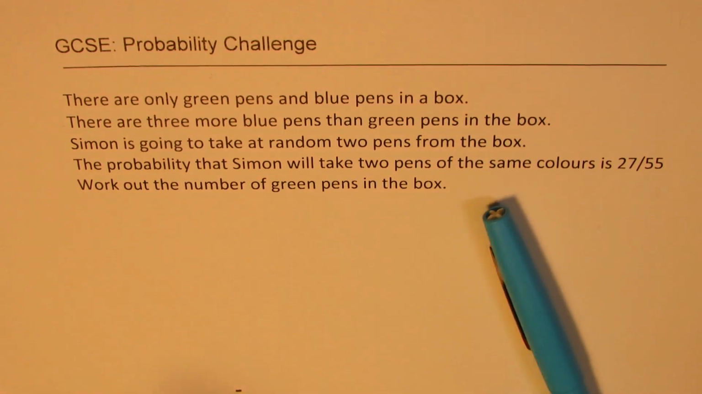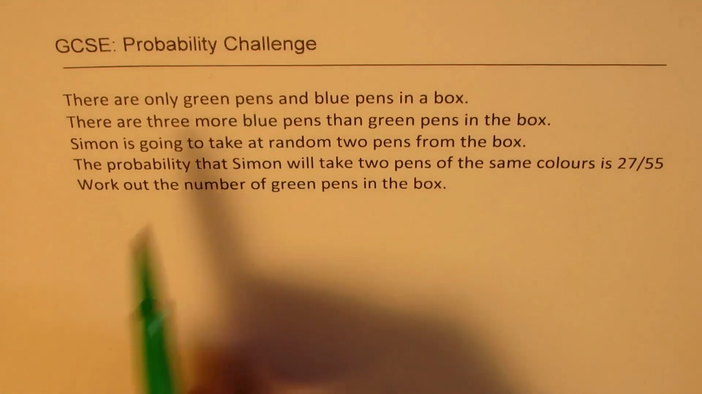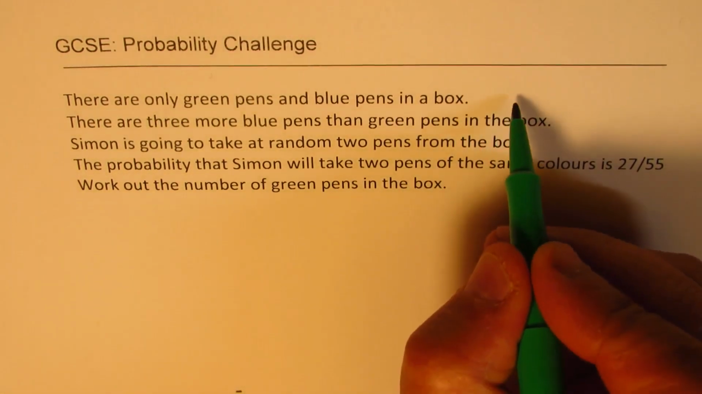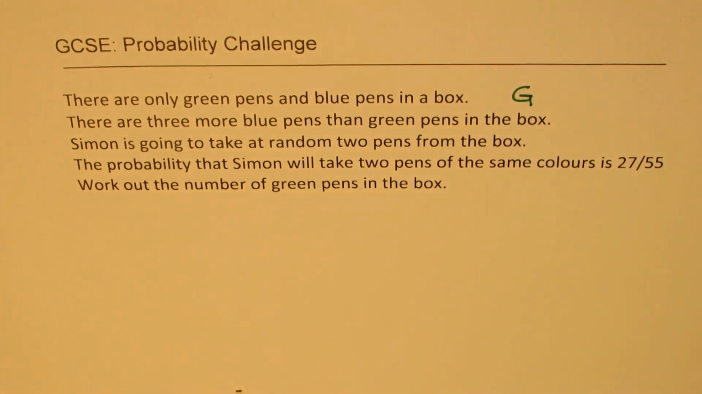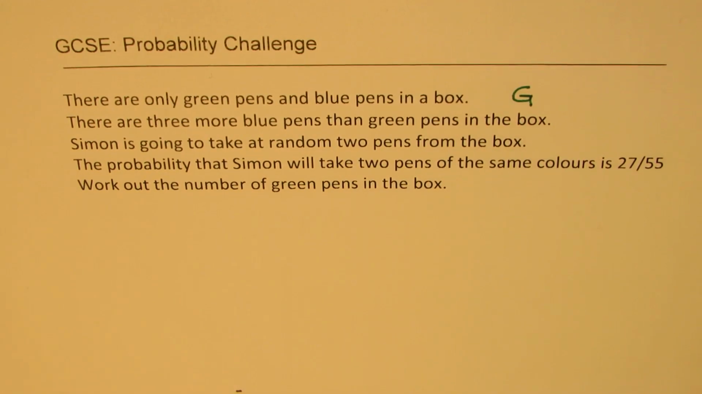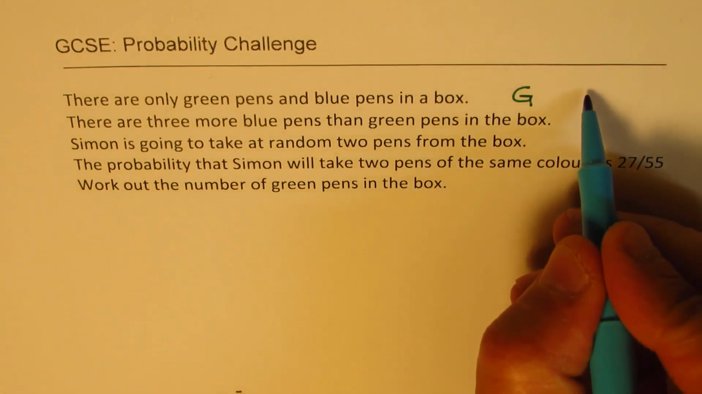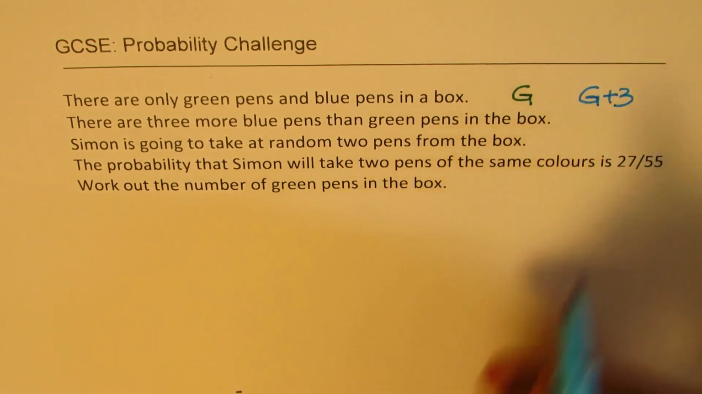So here we have 2 types of pens. We need to figure out how many of these are in the box. So to begin with, we have, let us say, G green pens, right? So G are green pens. So there are 3 more blue pens than green pens. That means the blue pens are G plus 3, right? So 3 more.